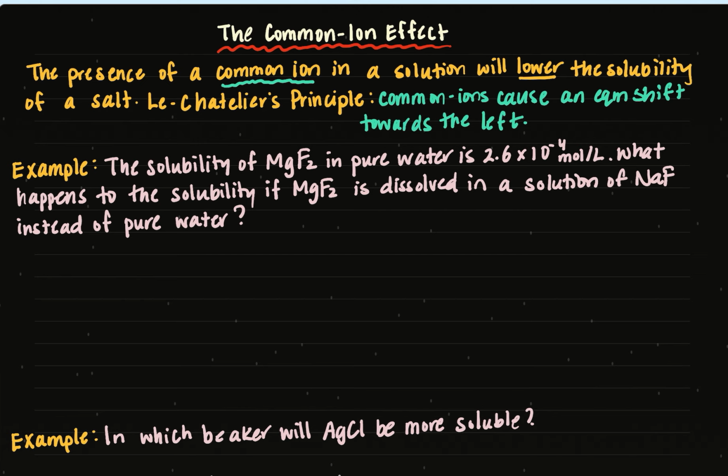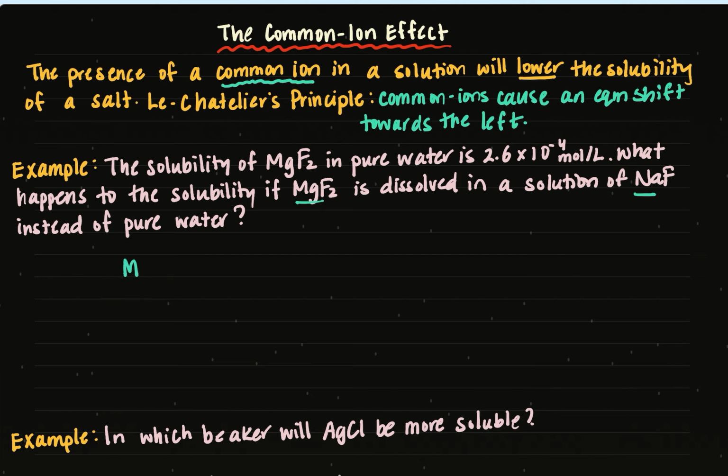Okay, so for example, let's look at this first question. The molar solubility of MgF2 in pure water is 2.6 times 10 to the negative 4 moles per liter. What happens to the solubility of MgF2 if we dissolve it in a solution of NaF instead of pure water? I always like to approach these questions by first writing down the dissociation equation.